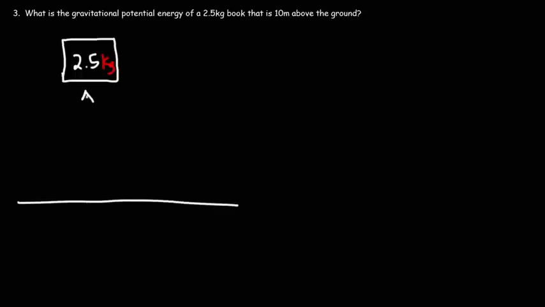Number 3. What is the gravitational potential energy of a 2.5 kilogram book that is 10 meters above the ground? So let's draw a picture. So here is the 2.5 kilogram book, and it's 10 meters above ground level, so it has the ability to fall. How can we calculate the gravitational potential energy? The gravitational potential energy is going to be equal to mgh.